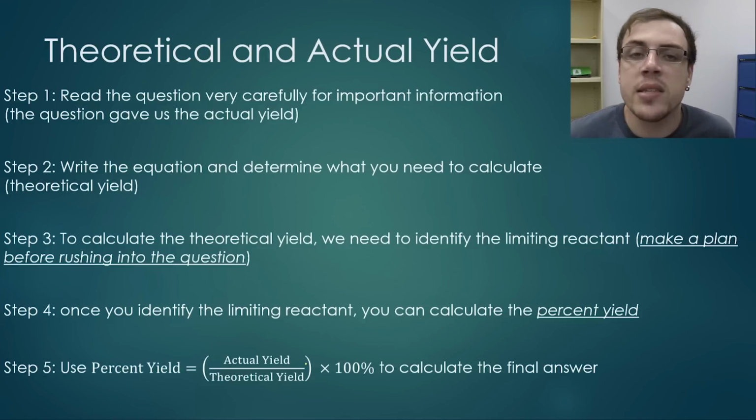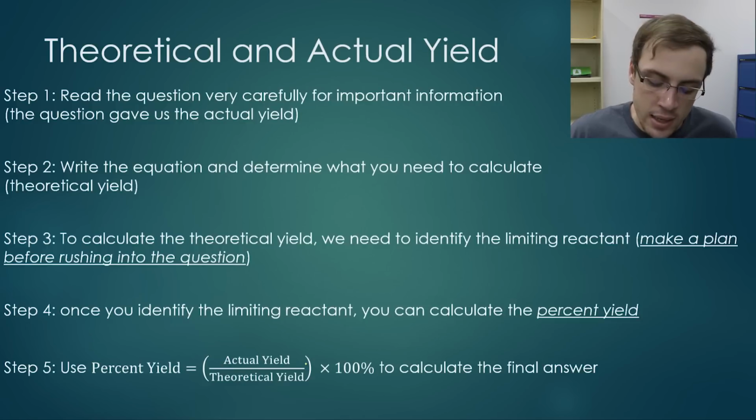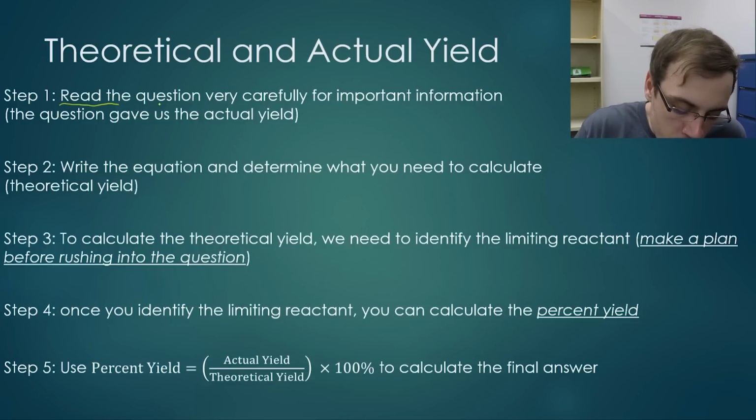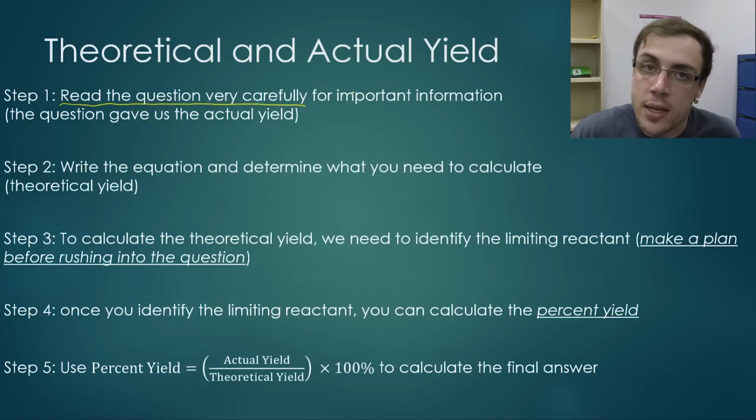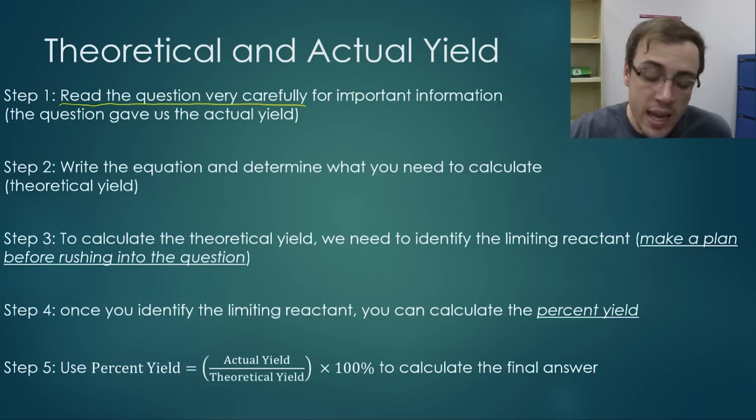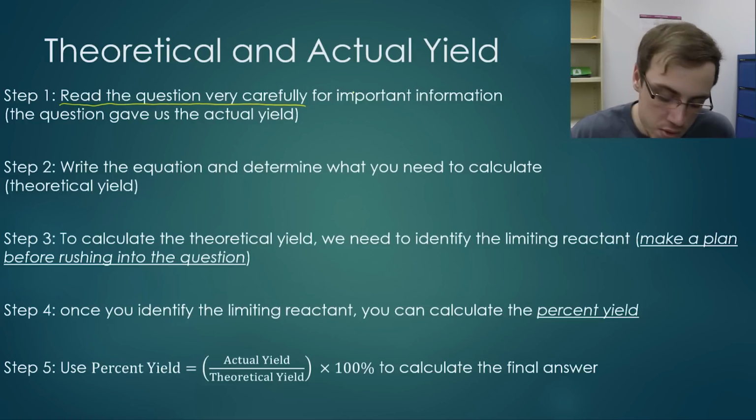So these are the step-by-step instructions that you need to do to solve any and all percent yield problems. It all comes down to reading the question very carefully. That is the most important thing with all of stoichiometry and basically any exam that you're going to sit. And that is, make sure you read and understand what the question is giving you and what the question wants you to answer. Because as I showed you before in that maths question, it's very easy to get them confused.